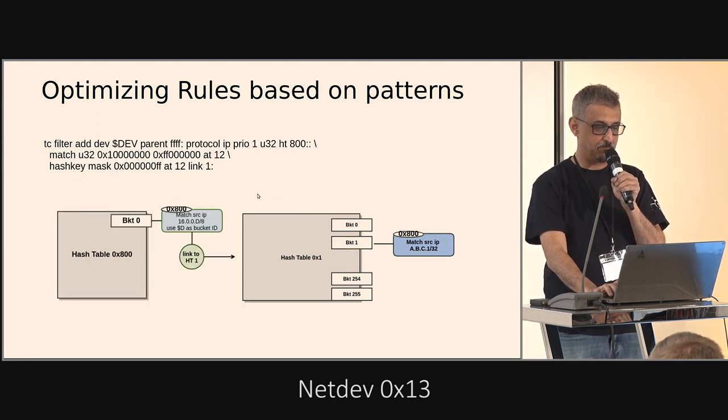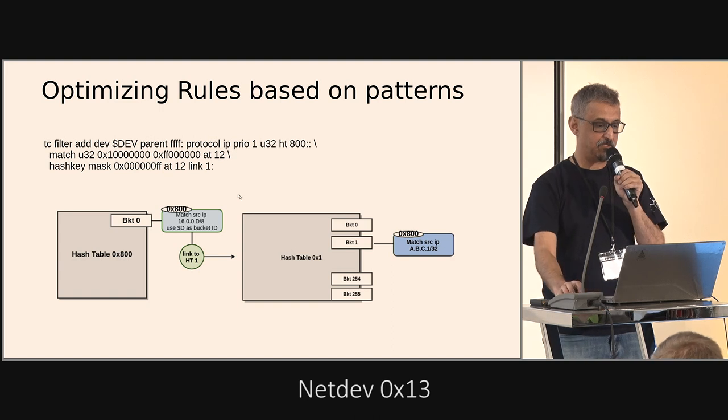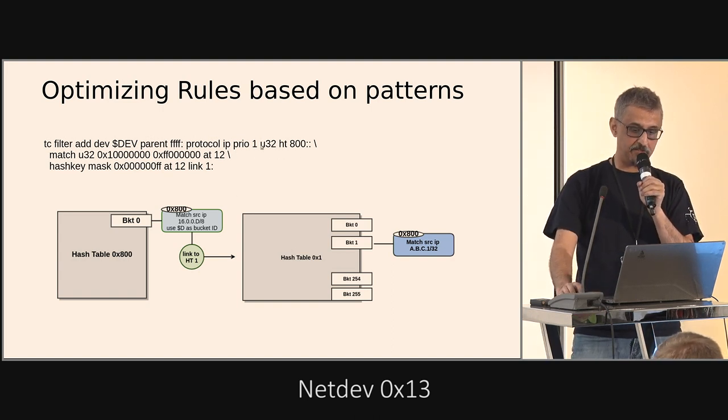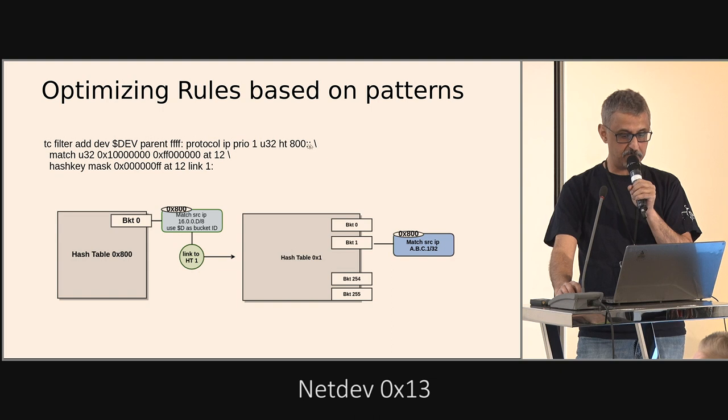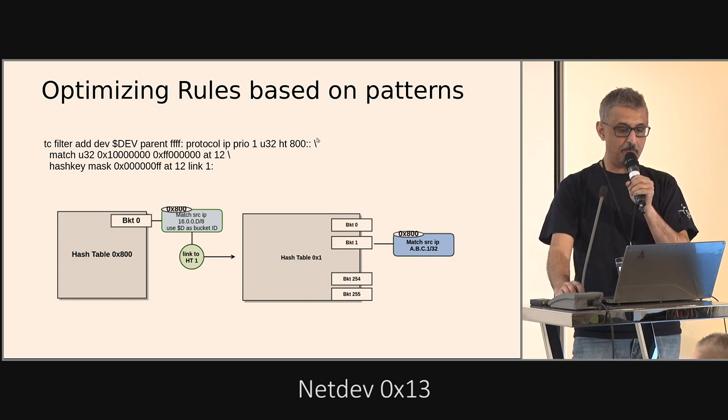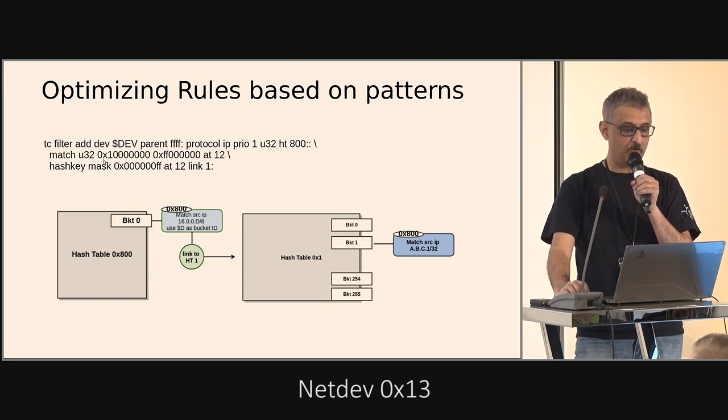Here you go. That's the rule. TC filter add, I tell it exactly where to go. I ask it on hash table 800, hex 800, it's unfortunate, if you specify like this, it's assumed as hex, bucket 0, remember the two colons. I want it to match on 16.0.0.0 slash, this was intended to be FF all the way to here.